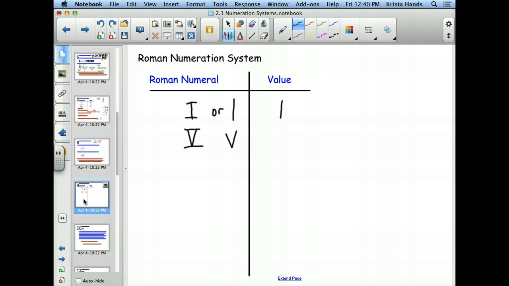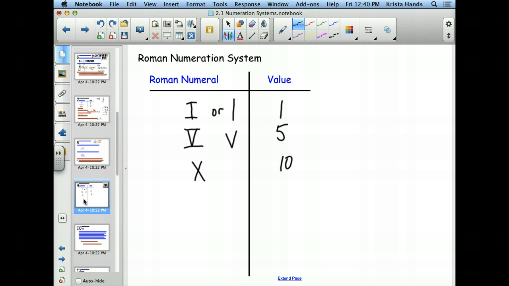Again, it may have a little hat on it or it might not. And how much is this one worth? 5. What's the next one? X. And I'm going to stop writing in both forms. You guys know that you can put the little bars on top. What's an X worth? 10. And as far as outlines and books go, that's about enough.